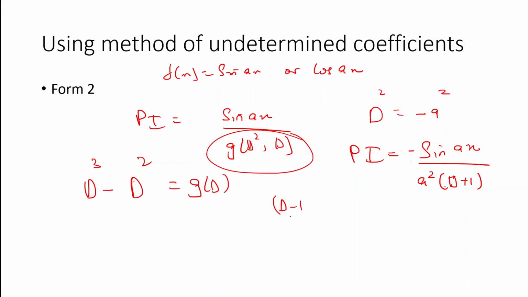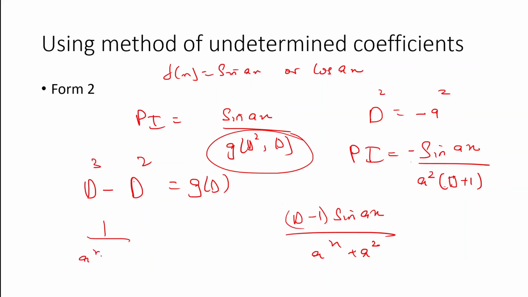So d minus 1, if you take the negative, becomes 1 minus d, sine ax divided by a square into d square minus 1, but d square is just minus a square, so this becomes minus a square. Again we can take out minus 1, so this becomes d minus 1 again, and this becomes plus, which makes it simpler. Now if we multiply by a to the power 4 plus a square and split this, we take 1 by a to the power 4 plus a square, we take out d sine ax, minus sine ax by a to the power 4 plus a square.